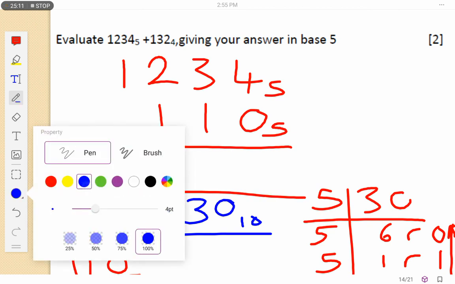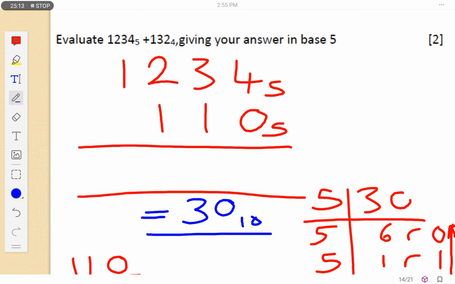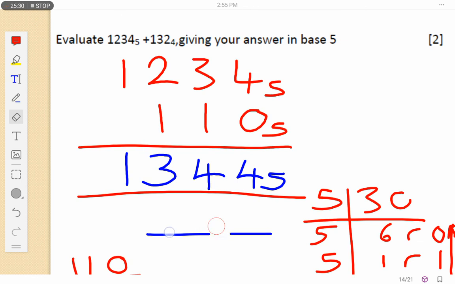Now let's add. This is how you add when they are in the same base. 4 plus 0, we get a 4. We write it as it is. 3 plus 1, we get a 4. We write it as it is. 2 plus 1, we get a 3. We write it like that. Then 1, we get it like that. So our answer becomes that, in base 5.